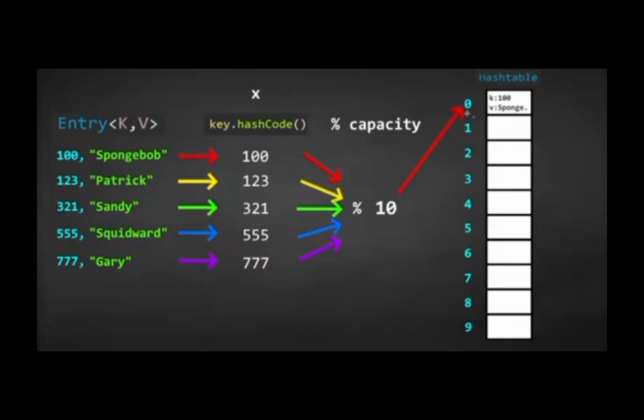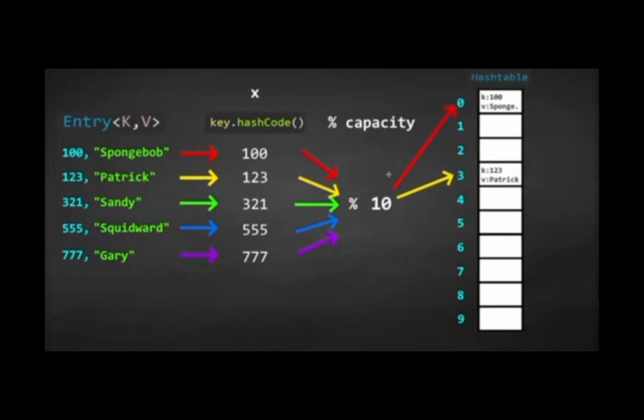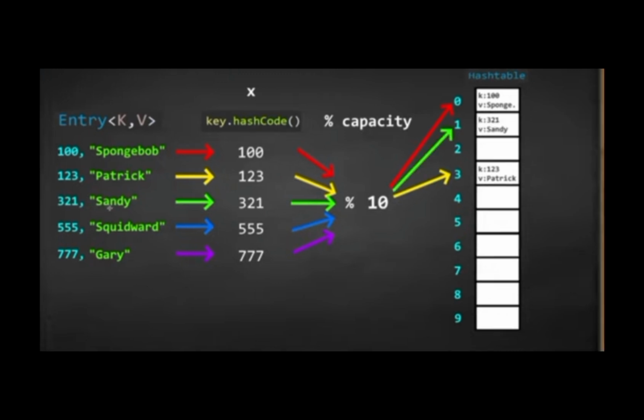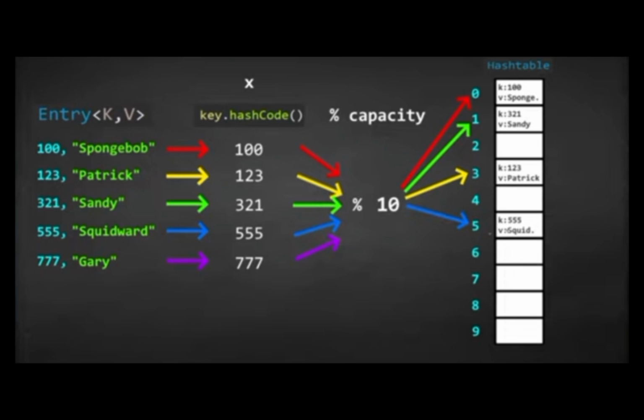The hash of Patrick's key is 123. Then 123 modulus 10, the remainder is 3. So the Patrick entry is placed at index 3. And now the hash of Sandy's key is 321. So 321 modulus 10, the remainder is 1. So the Sandy entry is inserted at index 1. The hash of the Squidward entry is 555. So 555 modulus 10, the remainder is 5.